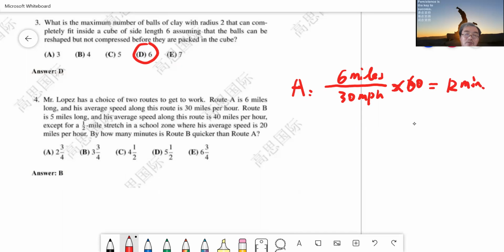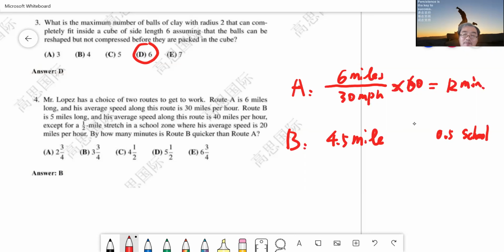Right. Let's look at route B. Route B basically has two parts. One part is the school zone, that's half a mile. Then the rest is going to be the regular road, right? So I think here you can see the total is 5 miles long. That means 4.5 miles are regular and 0.5 mile is school zone.